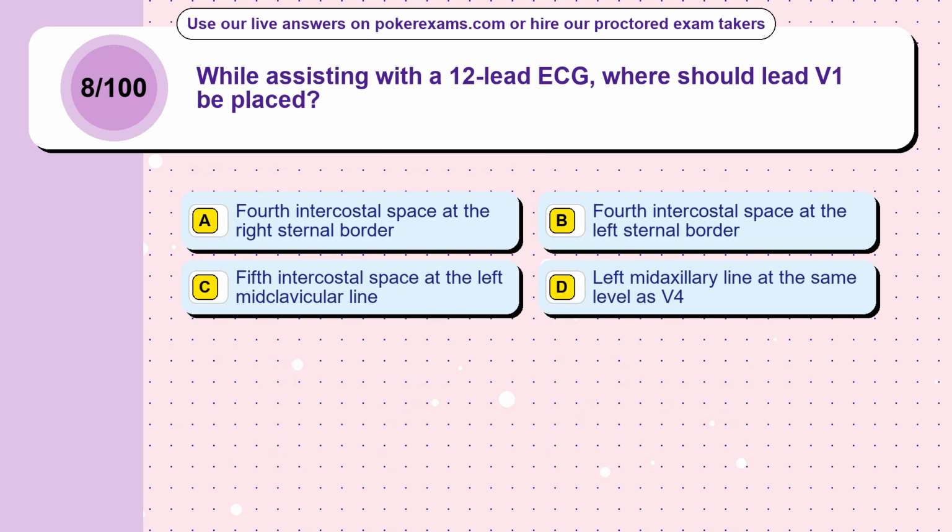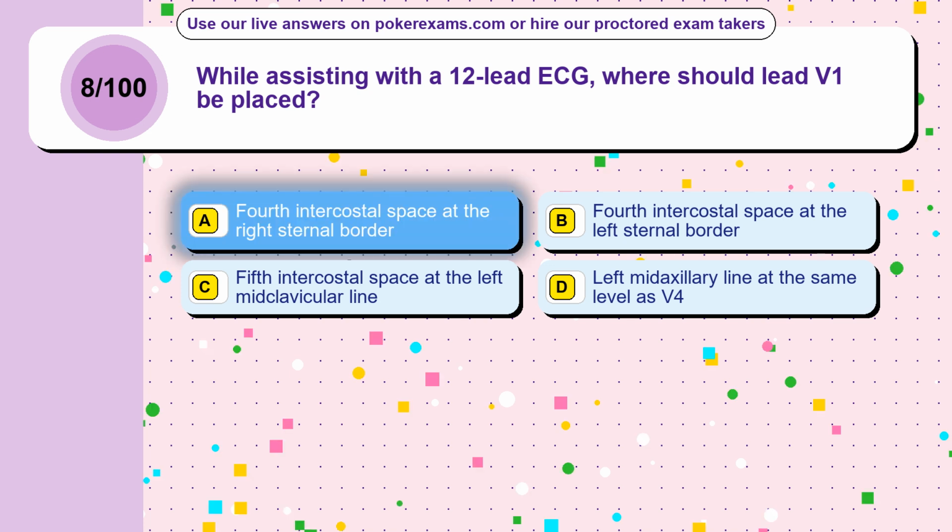Question 8. While assisting with a 12-lead ECG, where should lead V1 be placed? Option A. Fourth intercostal space at the right sternal border. Option B. Fourth intercostal space at the left sternal border. Option C. Fifth intercostal space at the left midclavicular line. Option D. Left midaxillary line at the same level as V4. The correct answer is option A.